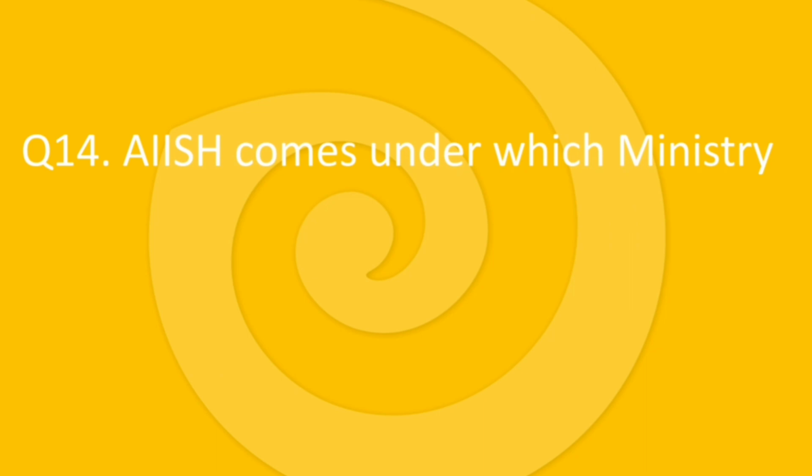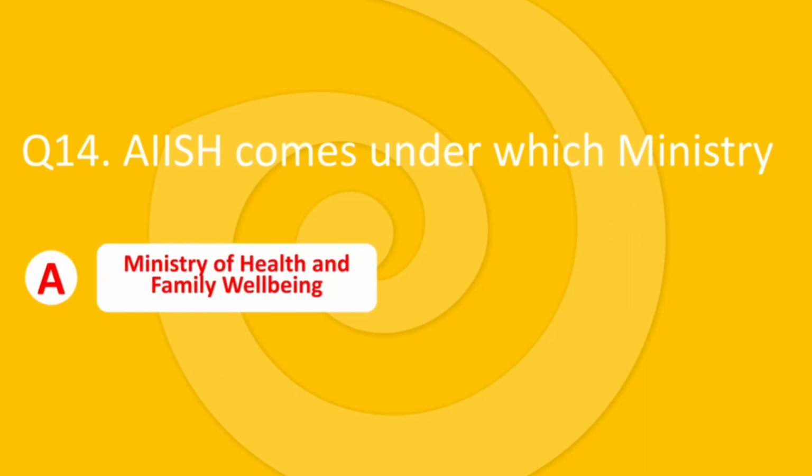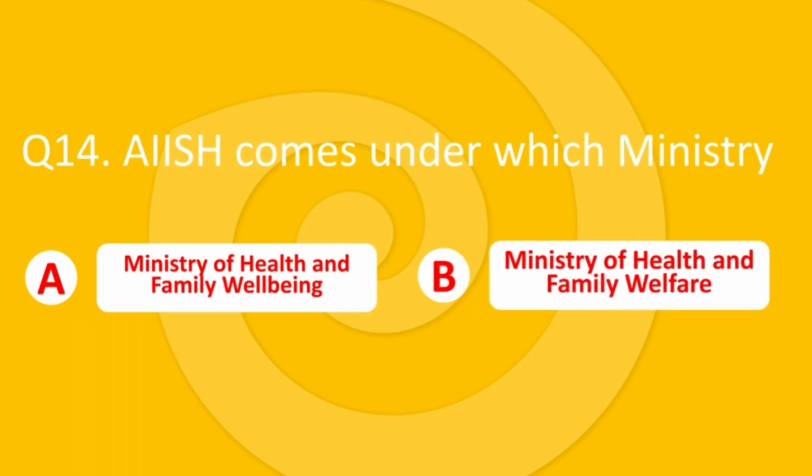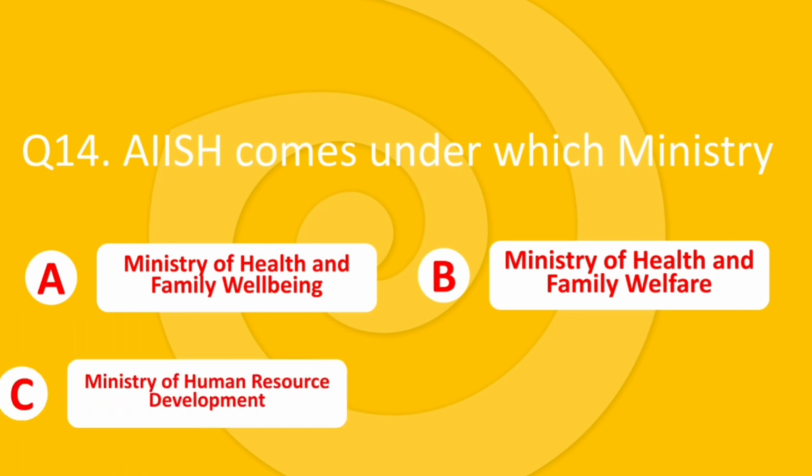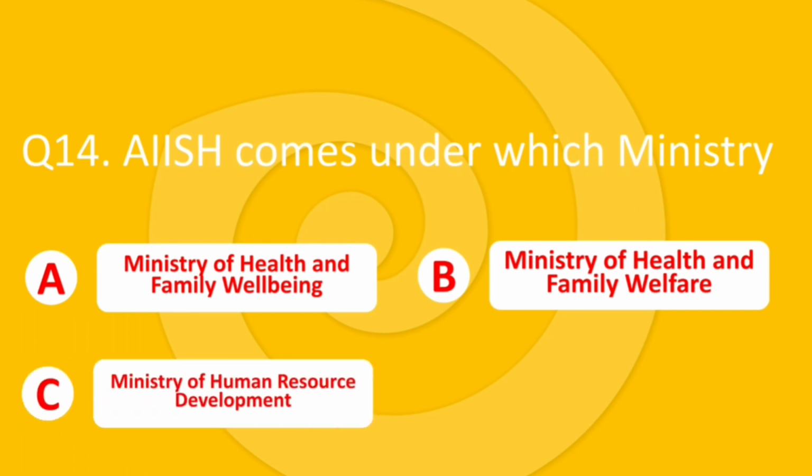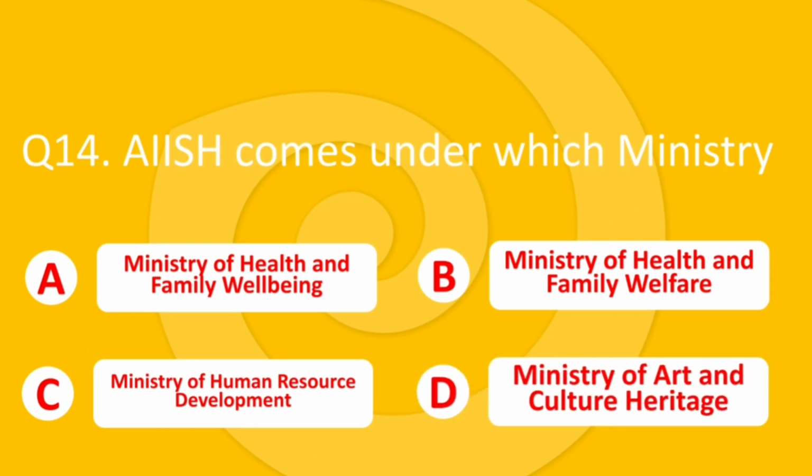Question number 14. AIISH comes under which ministry? Option A, Ministry of Health and Family Well-being, option B, Ministry of Health and Family Welfare, option C, Ministry of Human Resource Development, or option D, Ministry of Art and Culture Heritage. So the right answer is option B, Ministry of Health and Family Welfare.